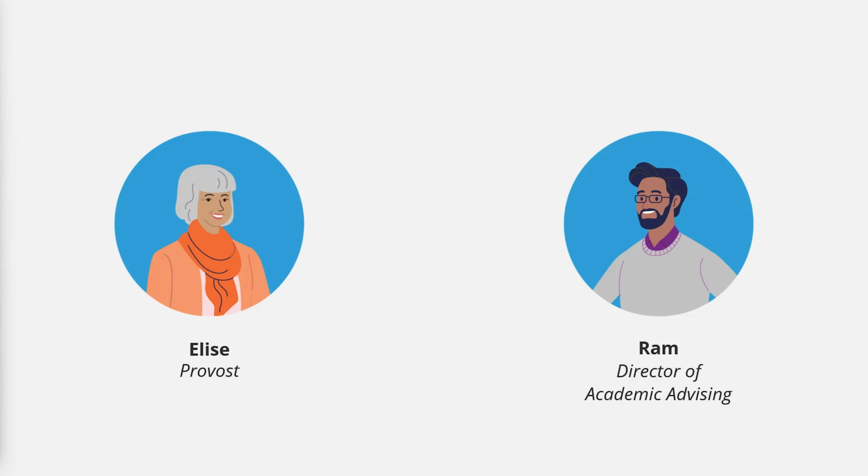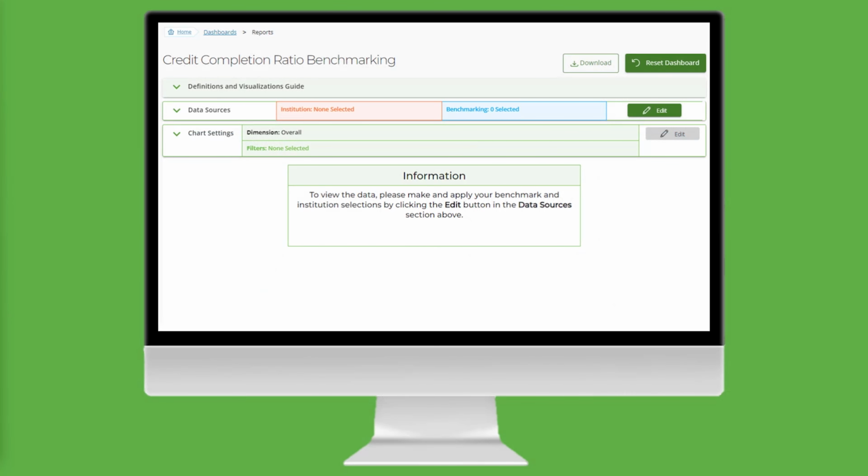Elise is concerned for those students who are at risk of meeting their institution's satisfactory academic progress and wonders if their institution is facing a unique challenge. Ram says that there is an easy way to find out using the PDP benchmarking dashboards. They navigate to the PDP Credit Completion Ratio benchmarking dashboard.